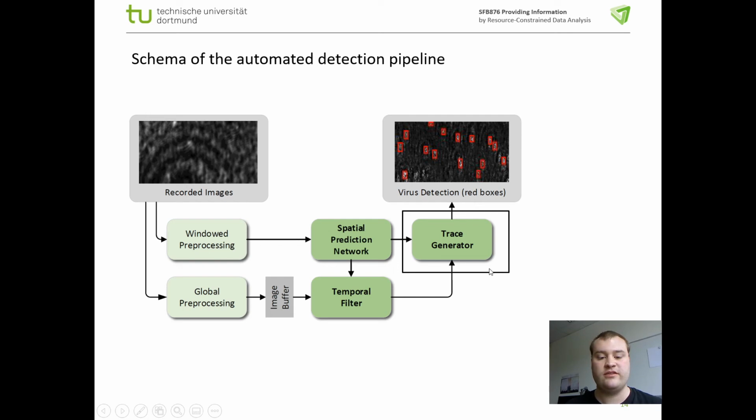Having a look at our detection pipeline, we can see that there's one module left. This module is the trace generator, which receives input from the spatial prediction network and the temporal filter. And as you may have noticed, we currently have predictions for each single image, but we do not have a connection between the detections.